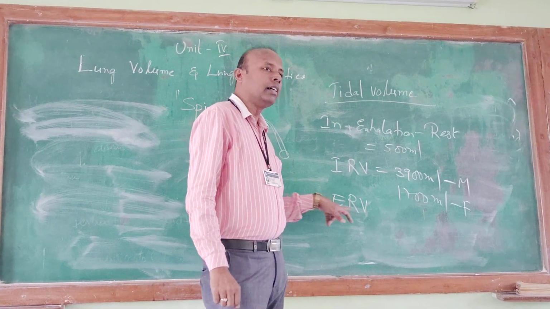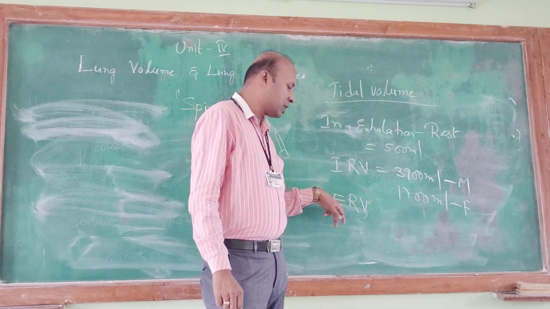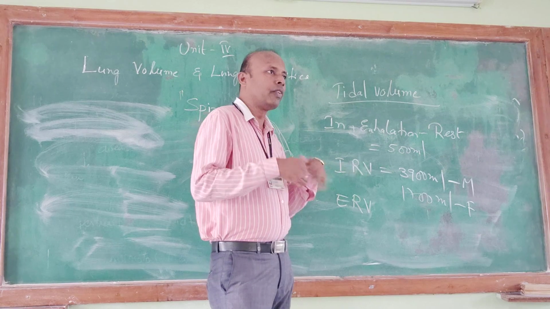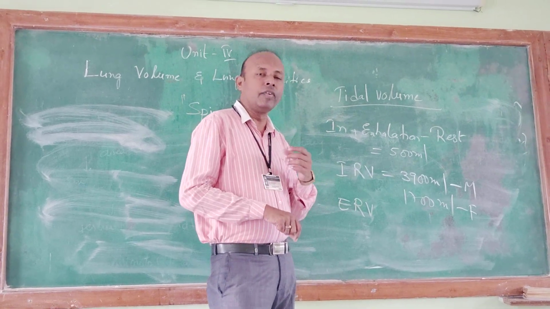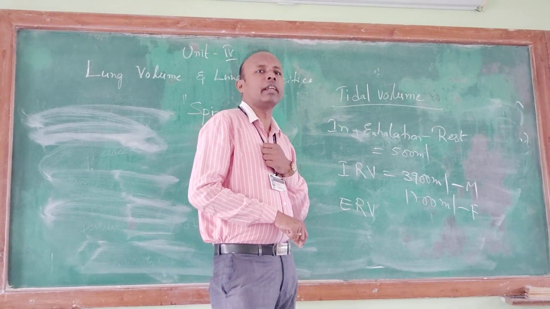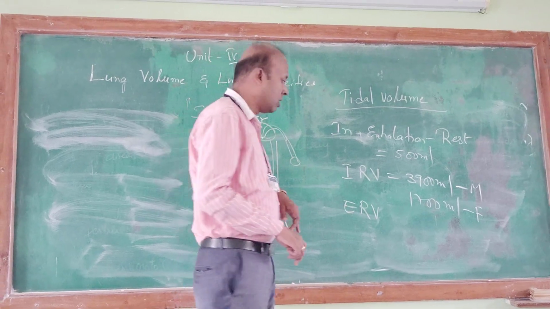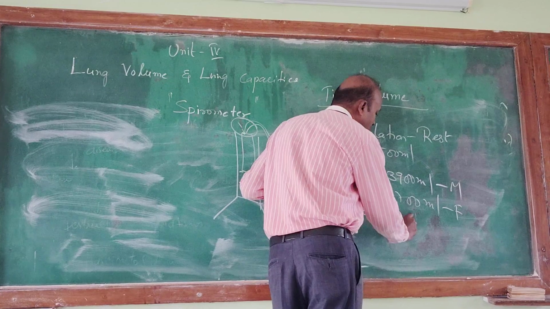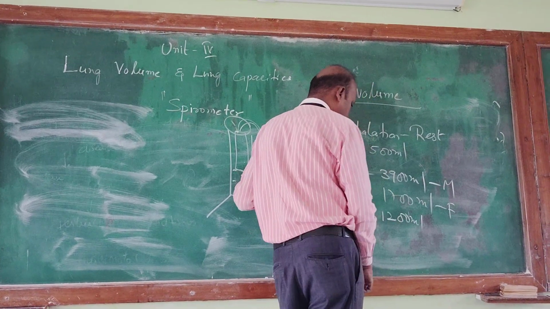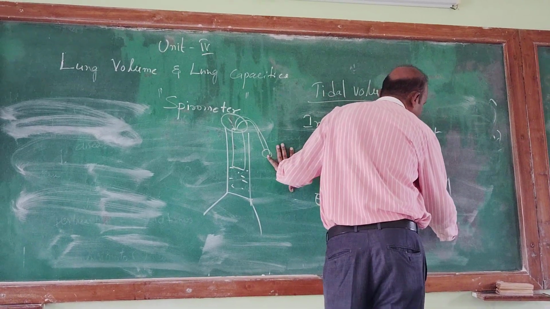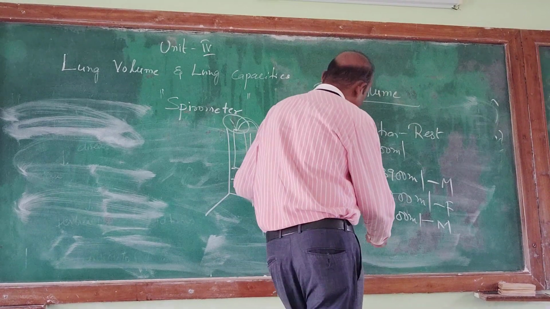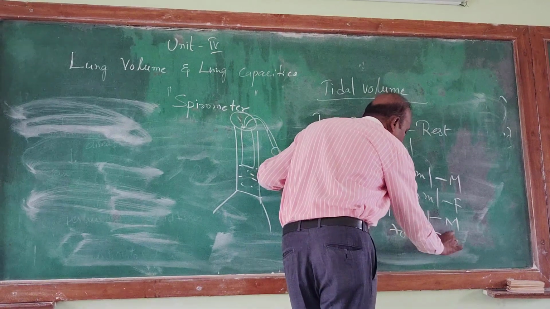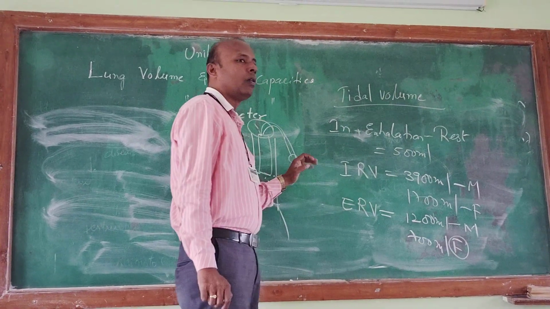Expiratory reserve volume is less compared to inhalation. When we are inhaling, we take more air compared to exhalation. So for exhalation, in males it is 1200 ml, and in females it is 700 ml.